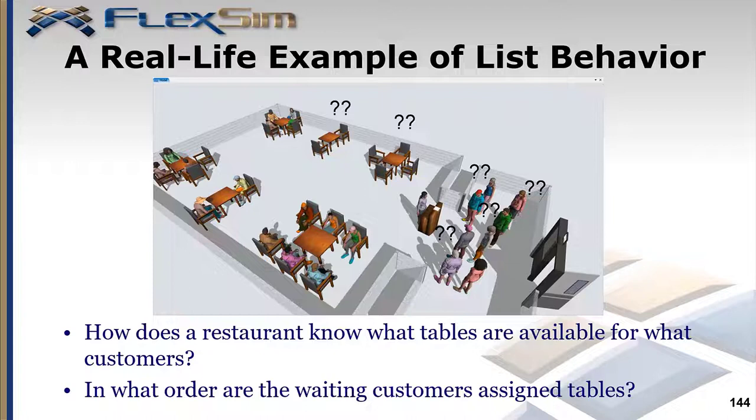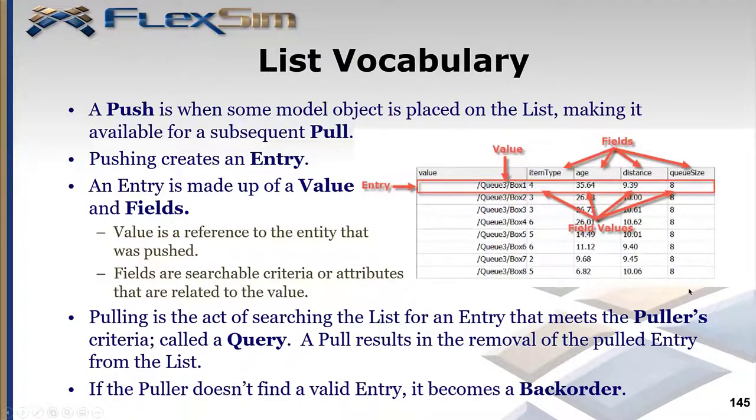Okay. Now, when we work with the list in FlexSim, there's a little bit of vocabulary that I want you to be familiar with. First is this notion of pushing and pulling. We say that a push happens with a list when some model object is placed on the list, making it available for a pull later on in the model. In the restaurant example, we would say that customers are pushed onto the list in order to make them available to be sat at particular tables.